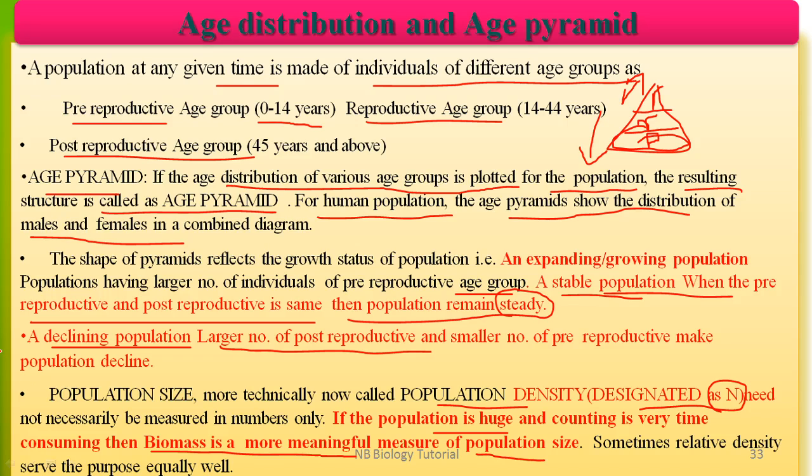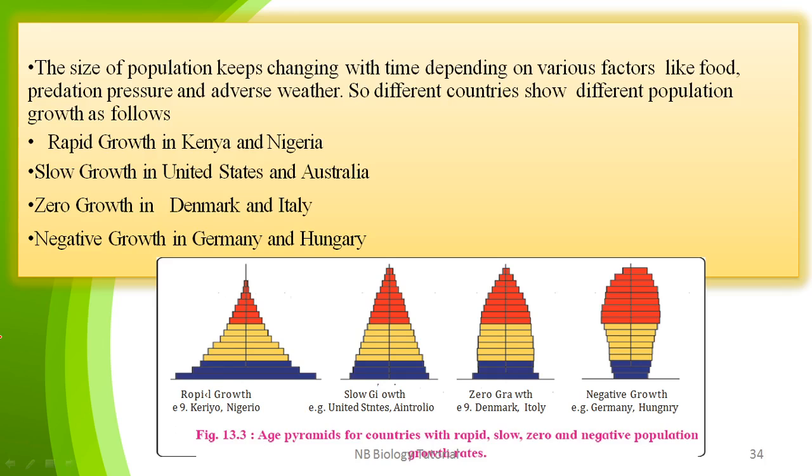The next one we see is population growth. So what is population growth? It means the size of a population keeps changing with time depending on various factors. These factors include food, predation pressure, and adverse weather.